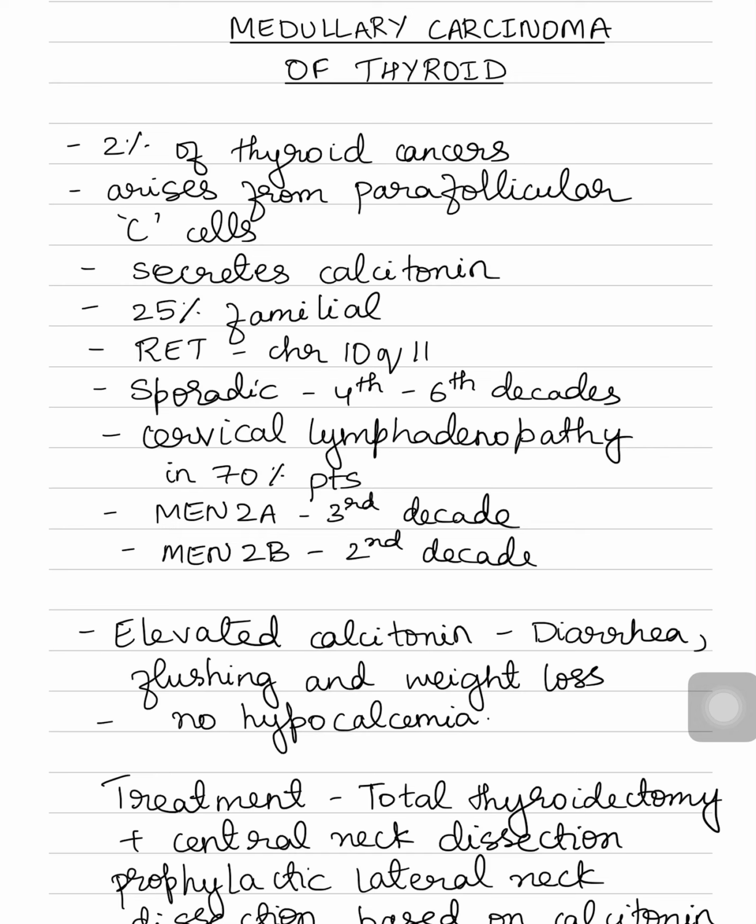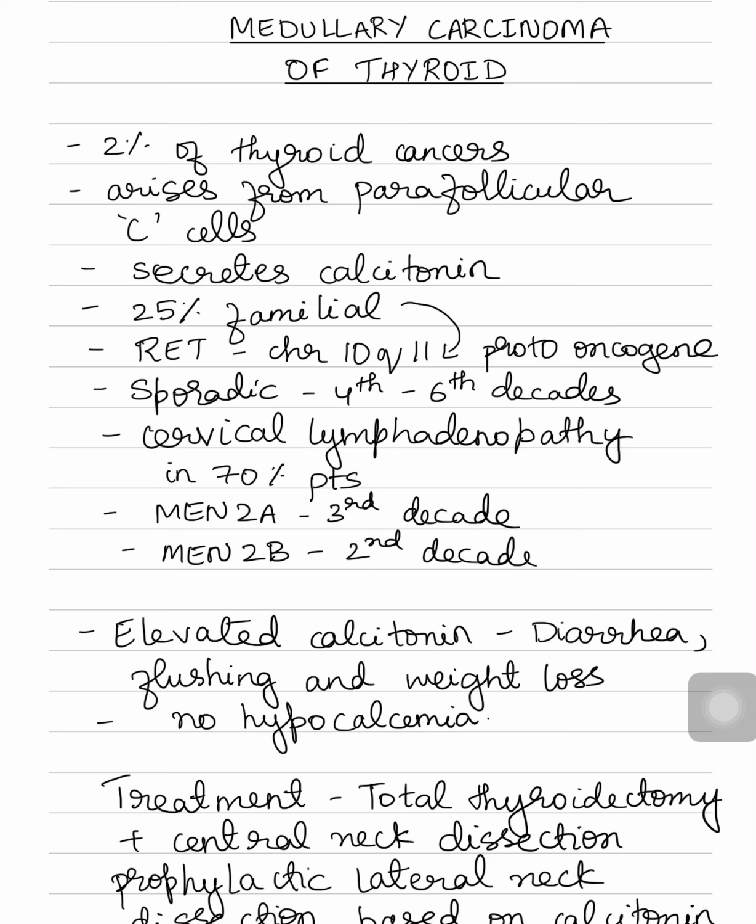Only 25% is familial, so the rest, 75% of cases, are sporadic. Familial disease is mainly caused by a mutation in the RET proto-oncogene, found on chromosome 10q11. Sporadic cases are seen in the 4th to 6th decades, and more than 70% of patients present with cervical lymph node metastasis. The RET proto-oncogene is responsible for MEN2A and MEN2B syndromes.